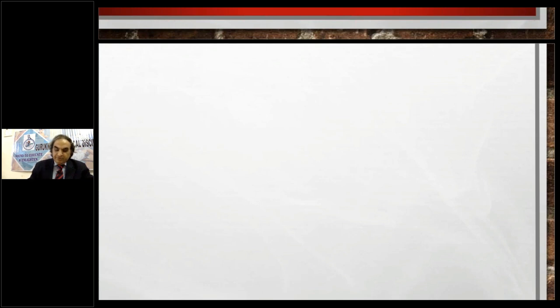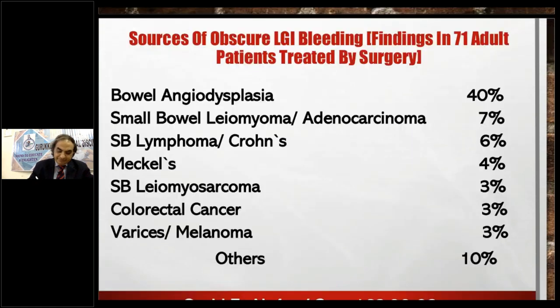Now the sources of obscure GI bleeding, which I've already told you, but I'm going to just highlight so that you don't have any confusion about any aspect. I'll deal with all of them. They are bowel angiodysplasias, 40%. Can you believe that? And they are obscure.